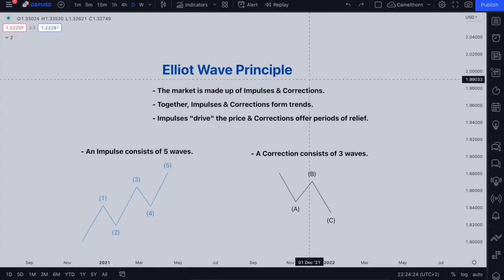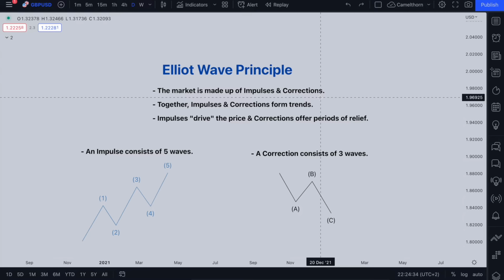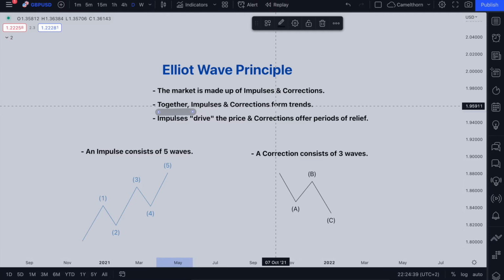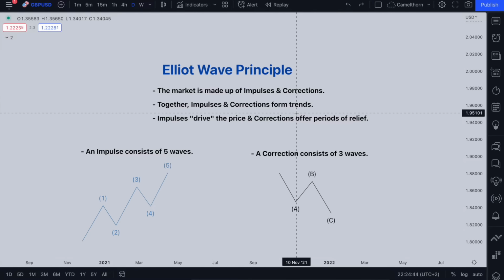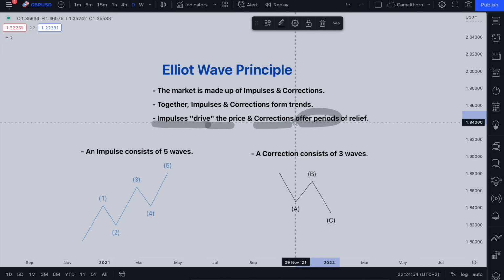Essentially, what the Elliott wave principle states is that the market is made up of a series of impulses and corrections. Together, these impulses and corrections form trends. Your impulses are known as drivers of price, drivers of the market, and your corrections just offer periods of relief when price is being driven in one direction or another.